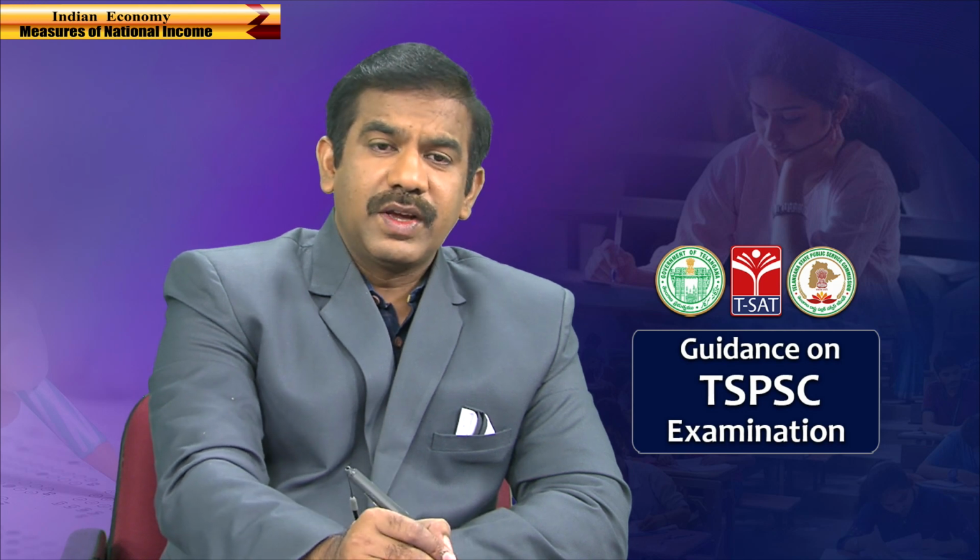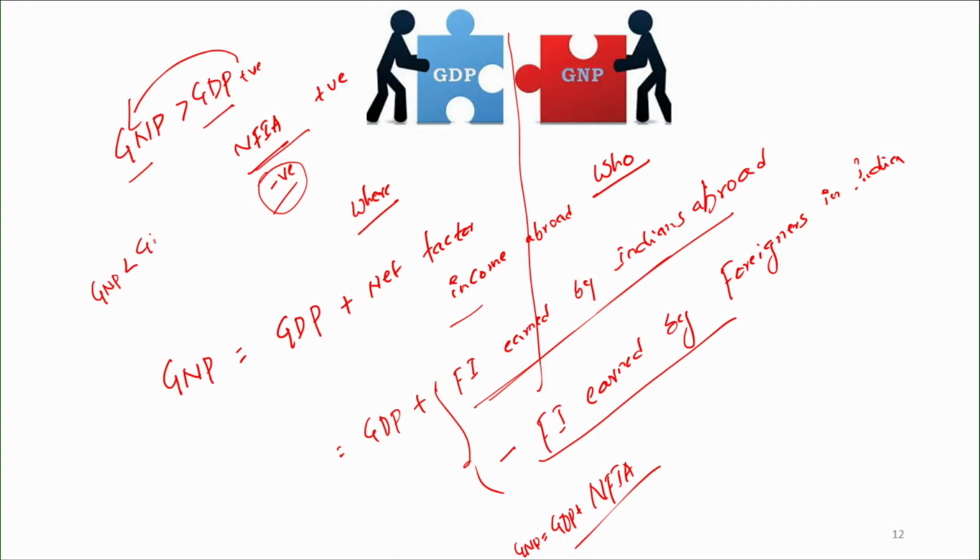When would the value be negative? If foreigners make more money in India than we Indians make from abroad, in such a case the net factor income from abroad would be negative. In such a case, what happens? The GNP of the country would be less than GDP. The reason is we are subtracting something from GDP to compute GNP.